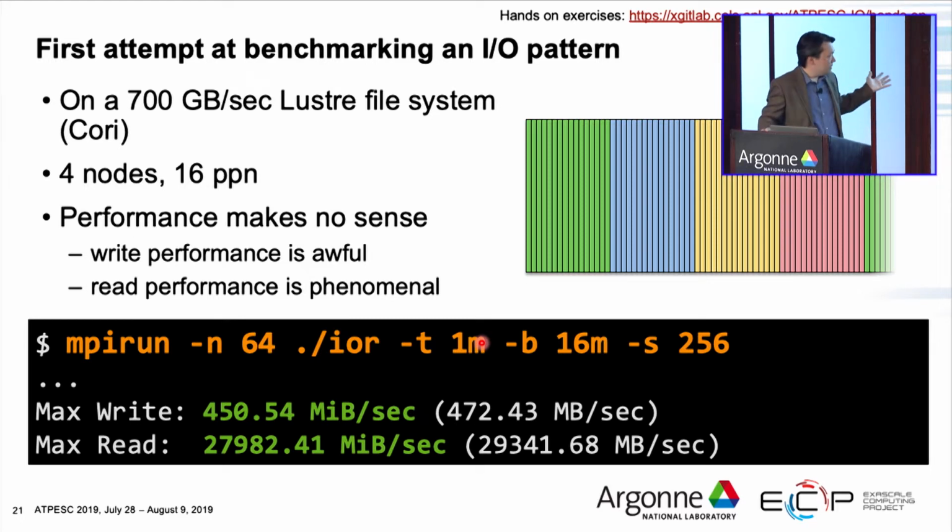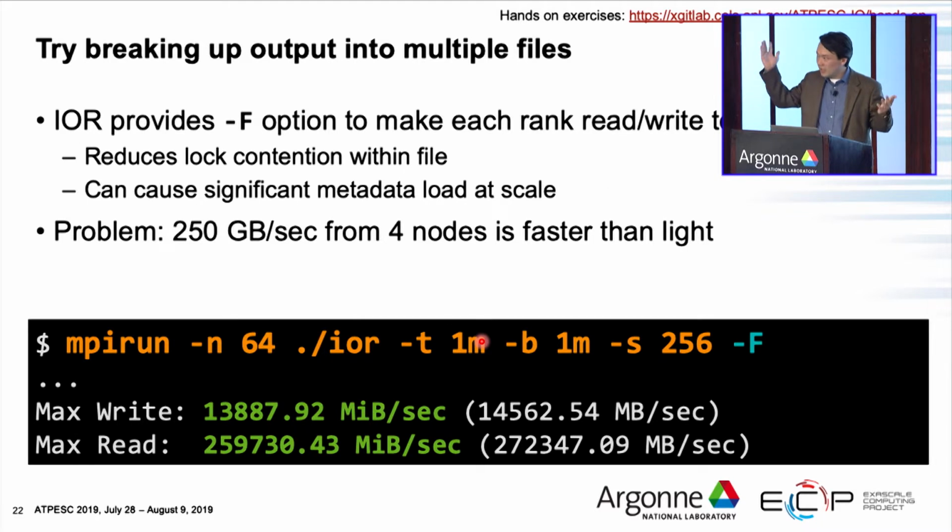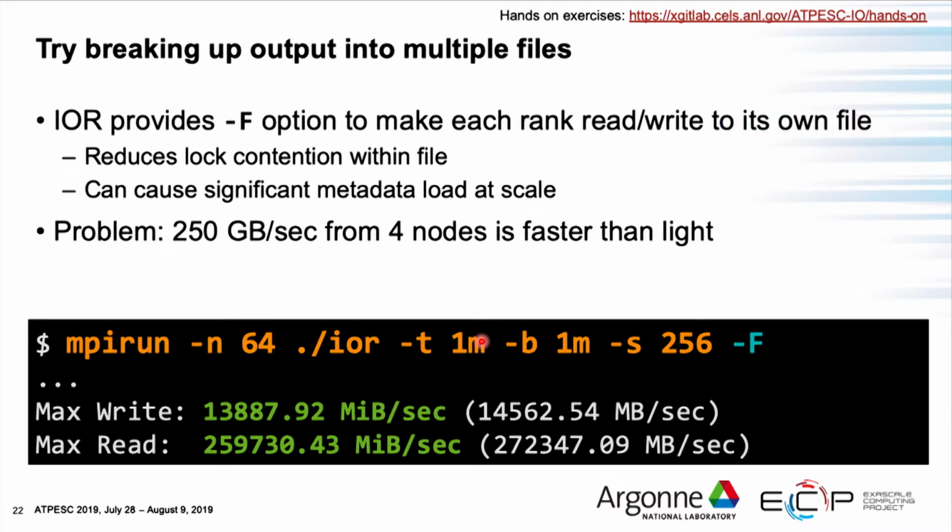But if you actually run this on Cori without any kind of optimization, the performance makes absolutely no sense. So it's a 700 gigabyte a second file system, but this is telling us that this I/O pattern only gets half a gigabyte per second write performance, yet the read performance is screaming fast. So the first thing I did was say, this guy Rob Latham, what does he know? He says don't use file per process, but it runs faster for me, so I'm going to use it. And IOR lets you run either shared file or file per process, and this -F flag just switches the mode to do file per process.